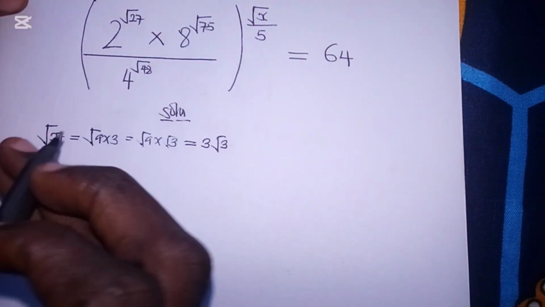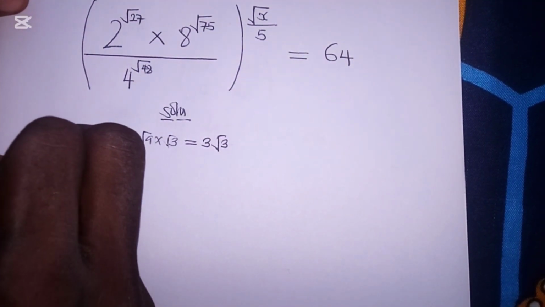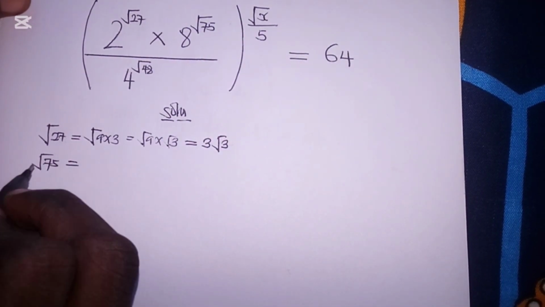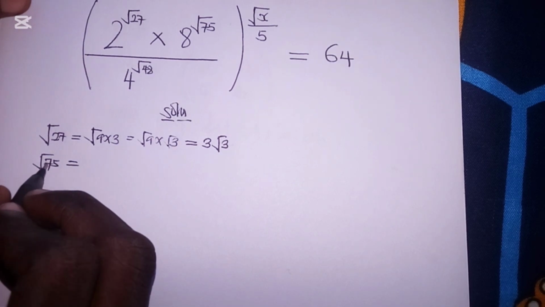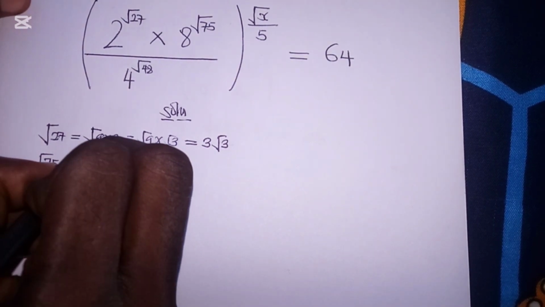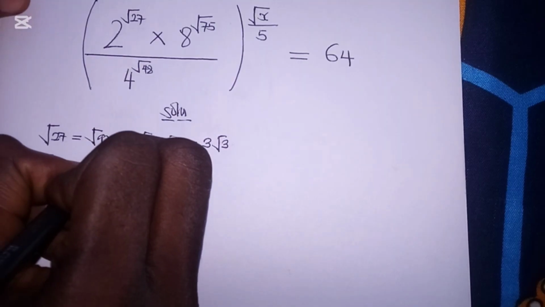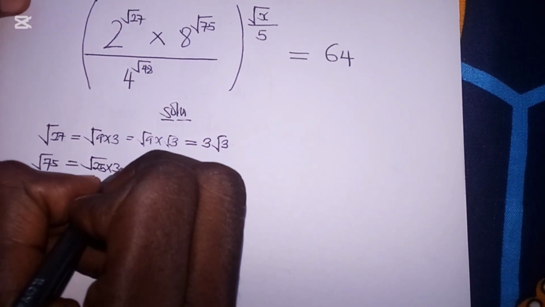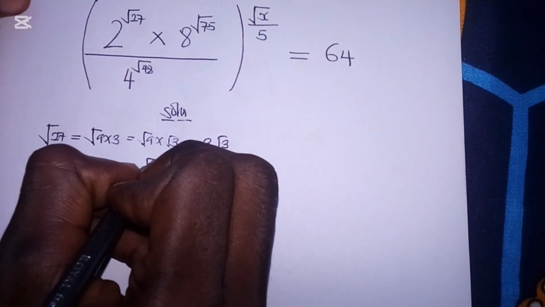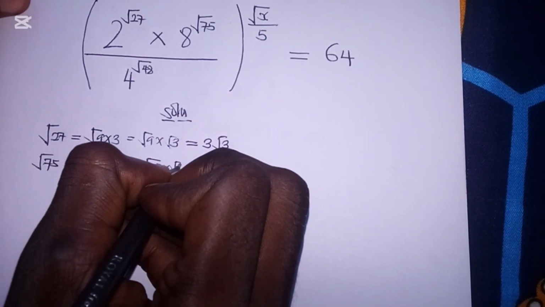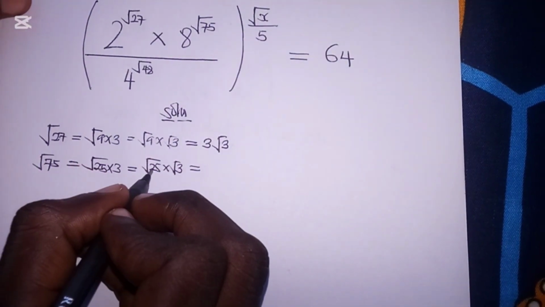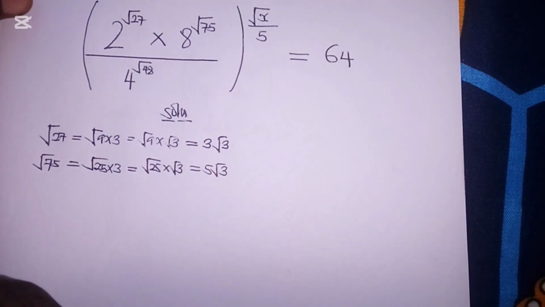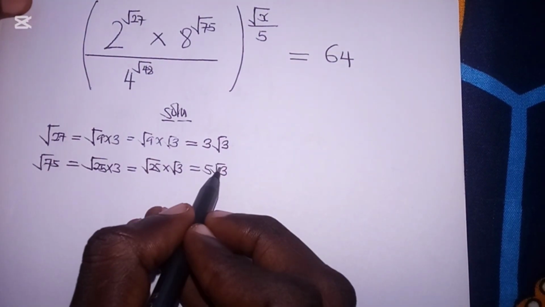Similarly, let's express root 75. Let's find two numbers that multiply to give 75, but one should be a perfect square. That is the square root of 25 times 3, that is 25 times 3 giving 75. This equals root 25 times root 3. The square root of 25 is 5, so it becomes 5 root 3. So now we have expressed root 75 in this form also.